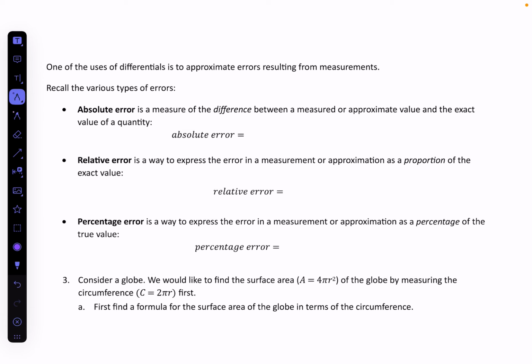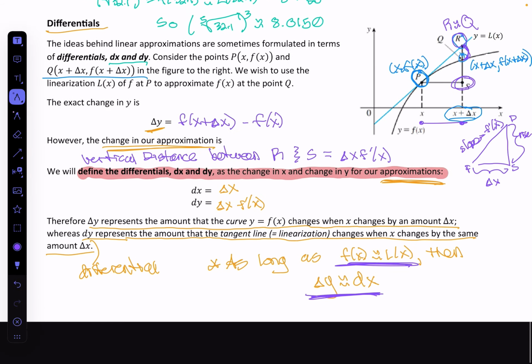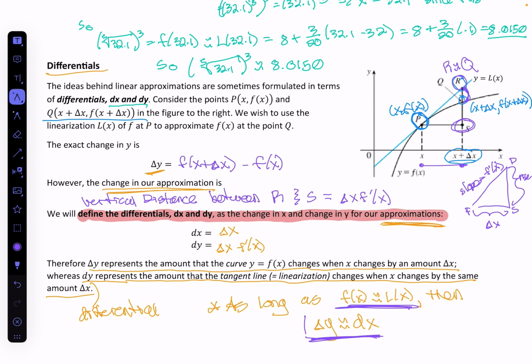Hello again. As I said in the previous video, as I was finishing up there, I said that we can use the differential delta y, and that was a typo there. Oops, something I miswrote. This should have been dy. I'm sorry about that. So we can approximate our exact change in our function, that's delta y, by the differential dy.